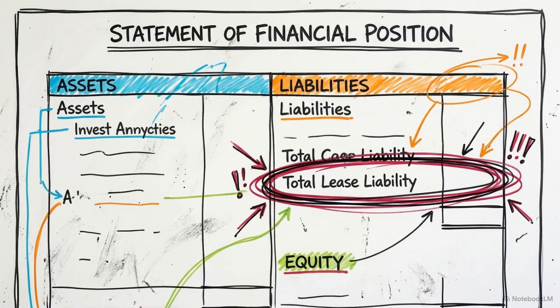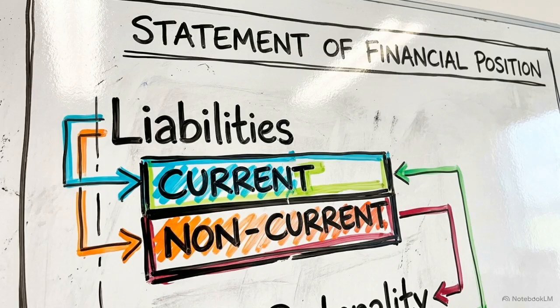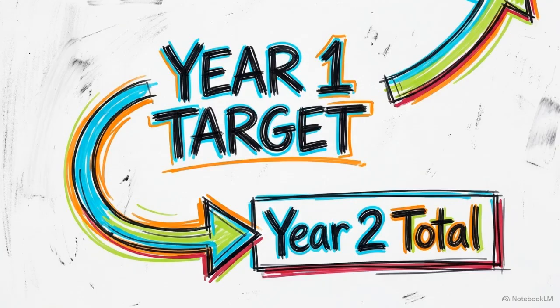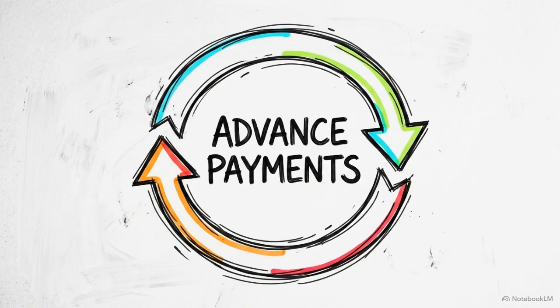On the statement of financial position, the closing liability cannot sit as a single block of debt. It must be split out into its current and non-current portions. For payments in arrears, this layout shows the absolute fastest calculation method. The non-current liability at the end of year 1 is simply equal to the total liability balance at the end of year 2. For payments in advance, you reverse the approach entirely.